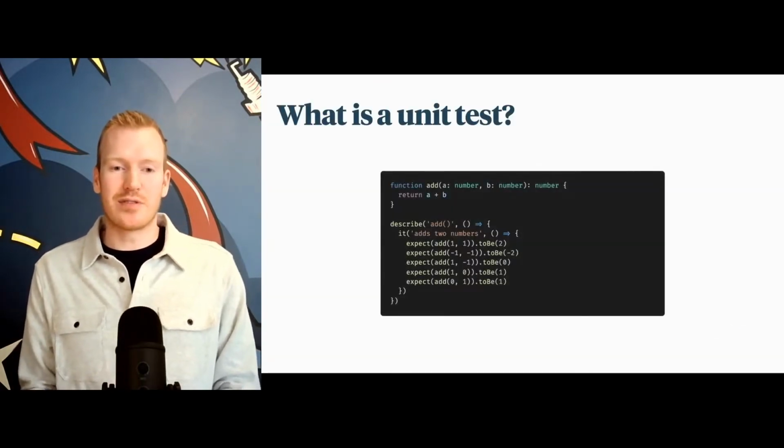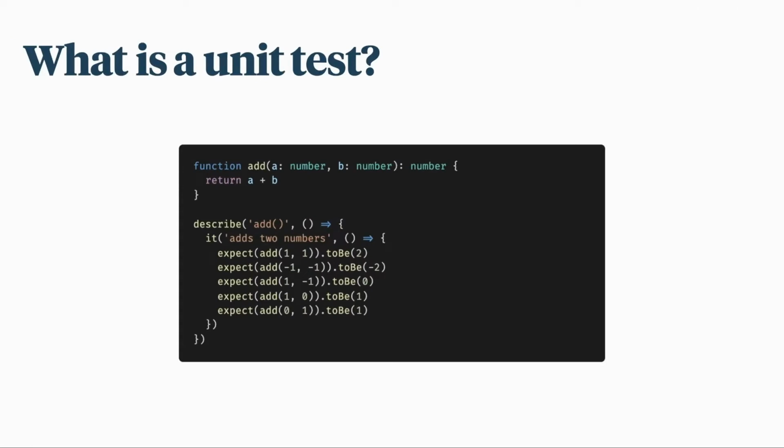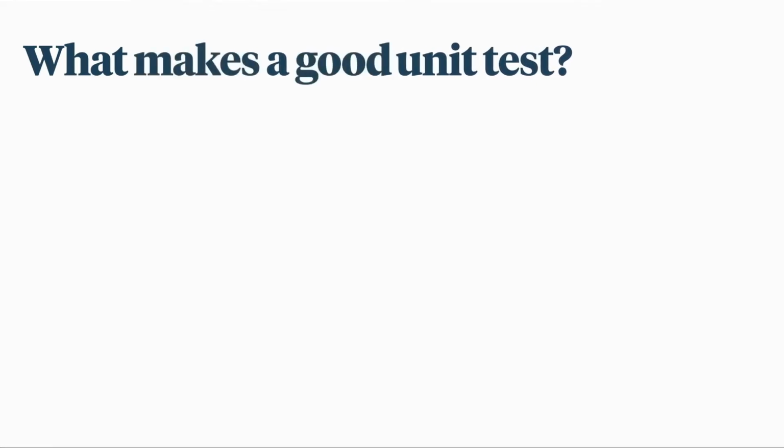On a zoomed out view, let's think about what is a unit test. Here in my example, I have a simple add function that takes two numbers and returns the sum. Below that, you can see I have the unit tests that go along with it. I'm testing positive numbers, negative numbers, and zero, and then expecting the correct result. And what about that makes it a good unit test?